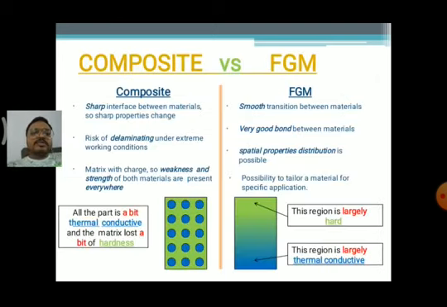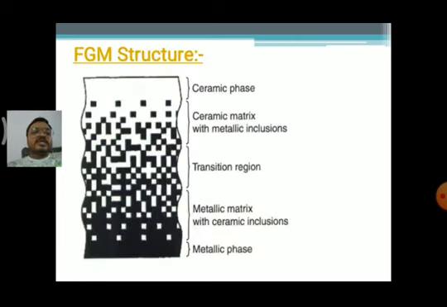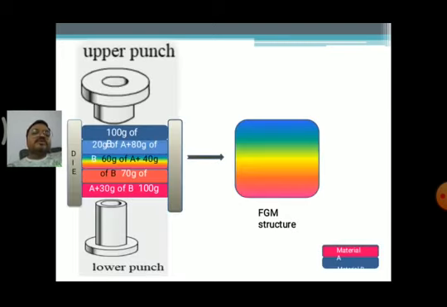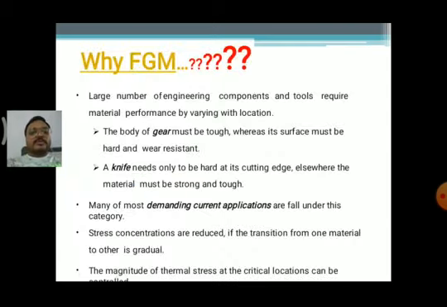Next, we have also seen the difference between composite and FGM, and we discussed the FGM structure. We started with the ceramic phase and ended with the metallic phase, and what the inclusions lead to in the transition region and in the matrix region. Then we saw the upper punch and the lower punch die. We have seen the FGM structure also in the multicolor region, and why we are using FGMs.